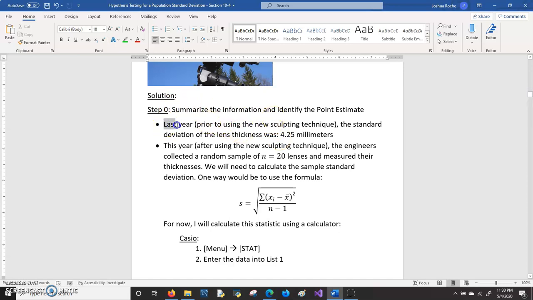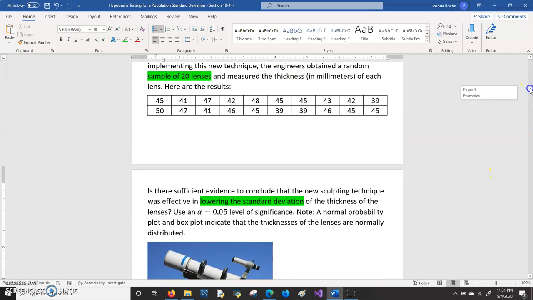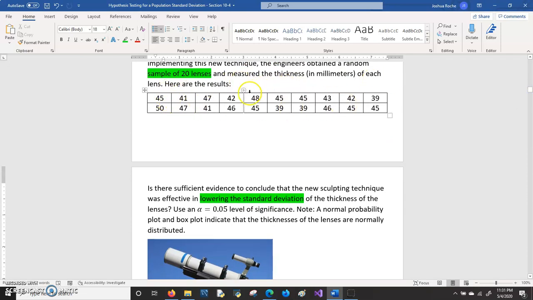So again, to summarize, we're comparing last year to this year. Last year, the standard deviation was 4.25 millimeters. This year, they're introducing this new sculpting technique, and to see if it's working, they get a sample of 20 lenses, and they measured the thickness of those lenses, and then they came up with these results, and ultimately we'll have to calculate the sample standard deviation, which is our point estimate.